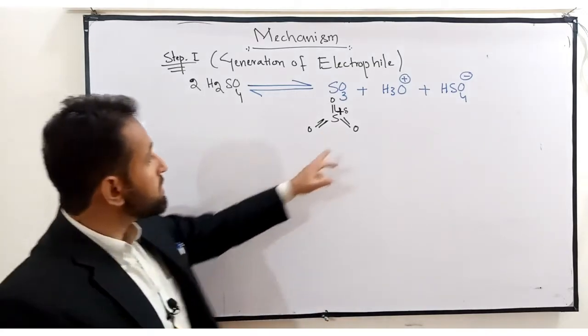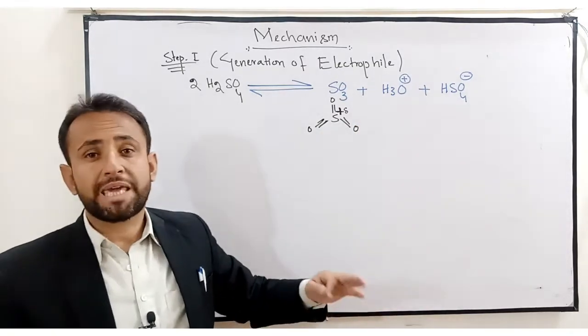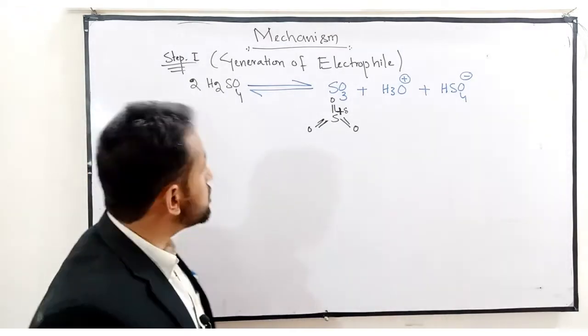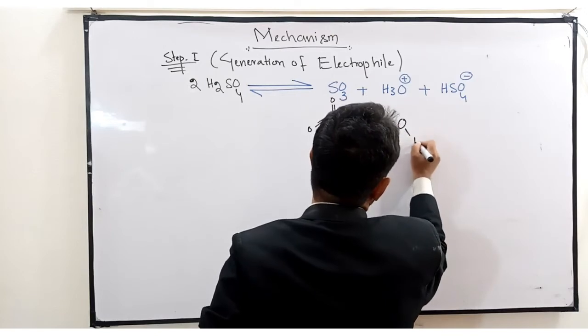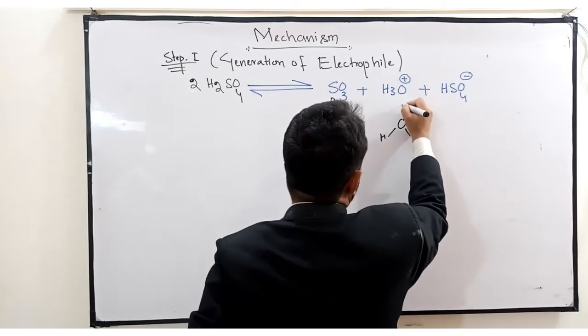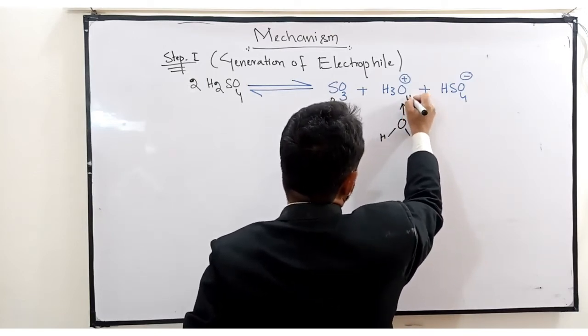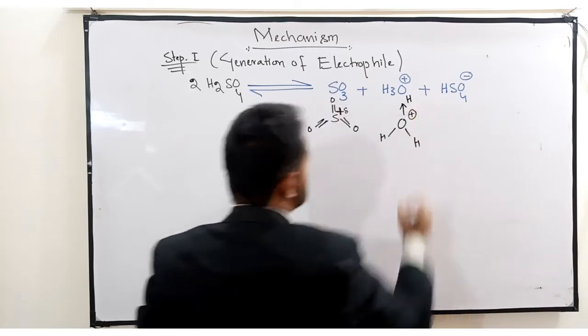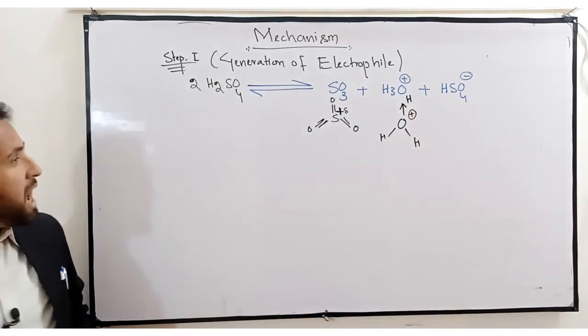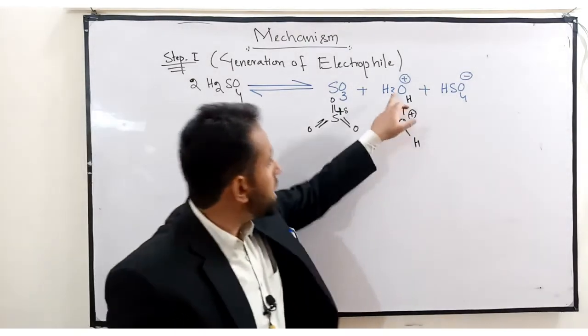Now I will give the reason why this cannot be an electrophile. Look at this. Suppose this is the oxygen atom. It forms two bonds with hydrogen. And here it forms a coordinate covalent bond with this hydrogen atom. Therefore, there is a positive charge.